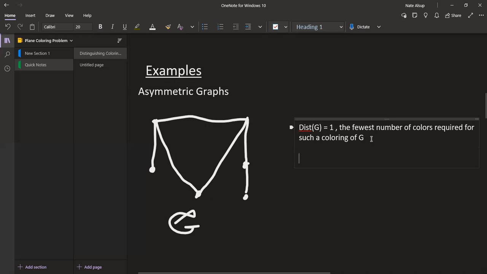And this is because the graph is already not symmetric, which means no need to add more colors if all the vertices are already able to identify easily.